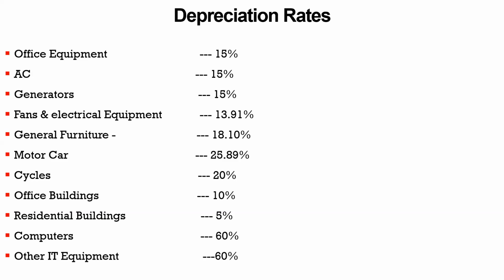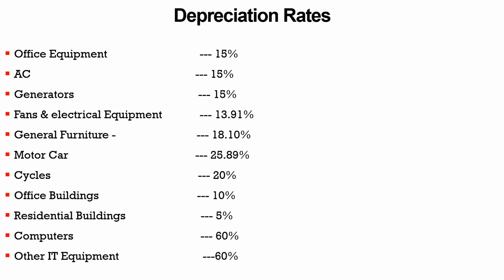So these are the rates we are following for depreciation: office equipment, AC, generators, fans, general furniture, motor car, cycle, office building, residential building, computer, other IT equipment. I use the example of motor car.